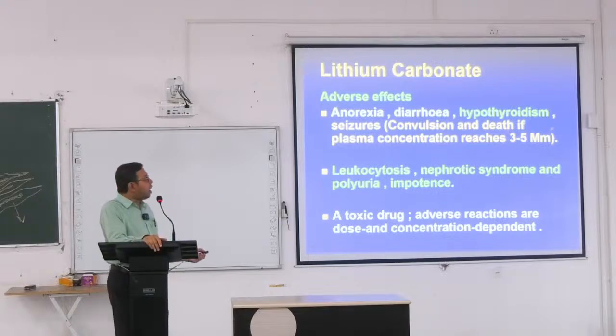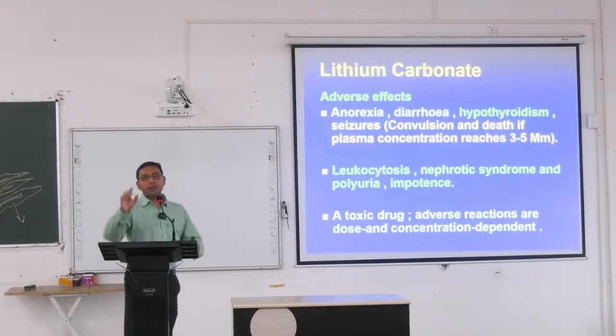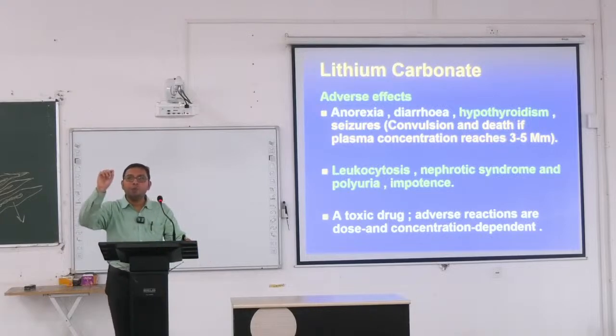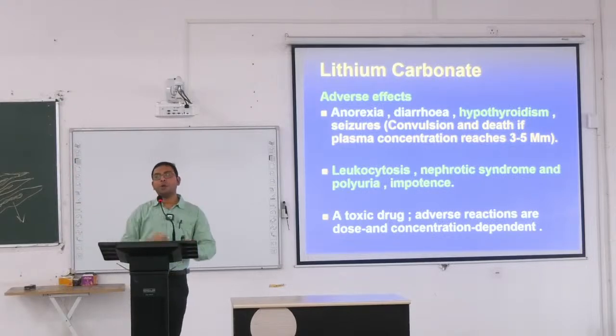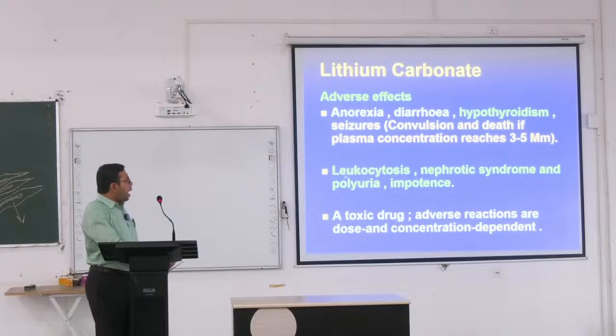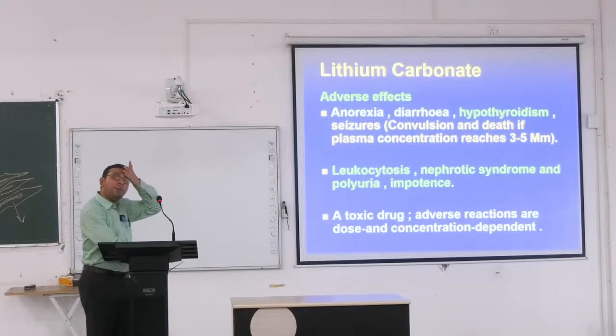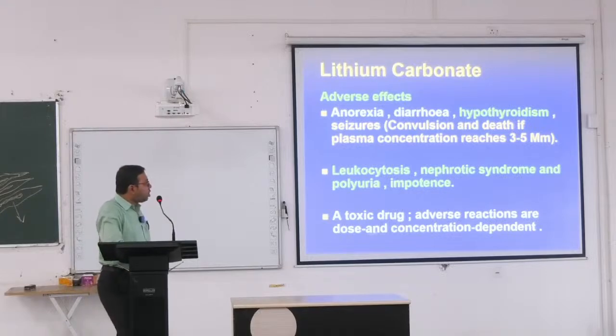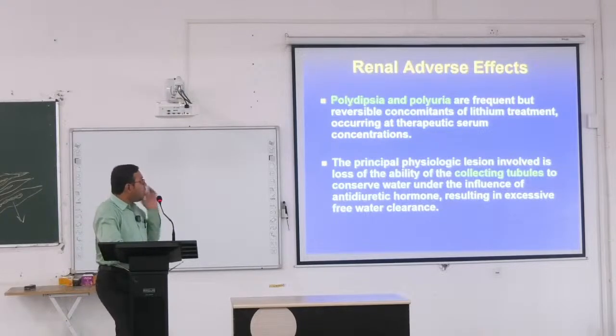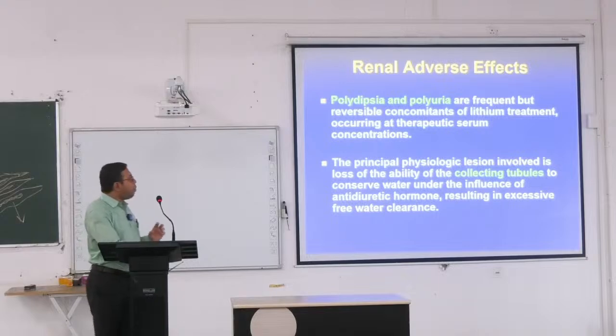Seizure, convulsion and death can occur if the plasma concentration reaches 3 to 5. So you can see the plasma concentration should be between 0.5 to 1. If it becomes slightly more, approximately 3 to 4, ultimately the patient can also die. That's why the therapeutic drug monitoring is needed. Apart from this, leukocytosis, that is the increased WBC count, nephrotic syndrome, polyuria and impotence all can occur. So this is a toxic drug. That is why monitoring is important.